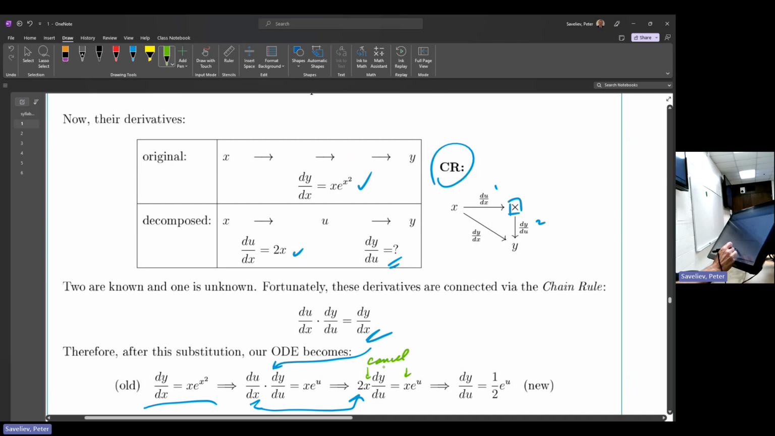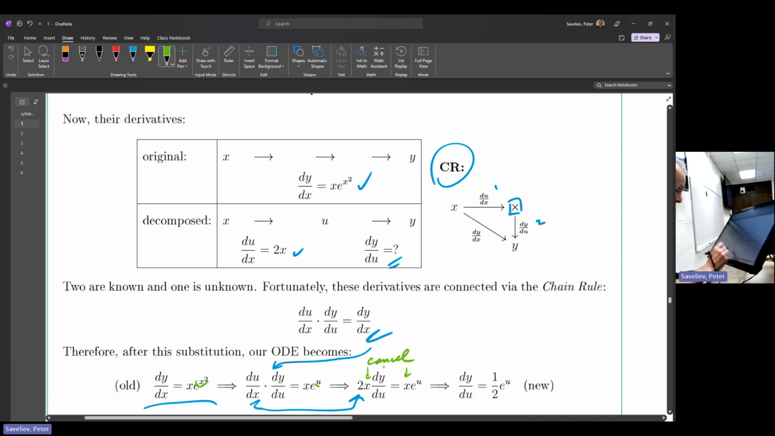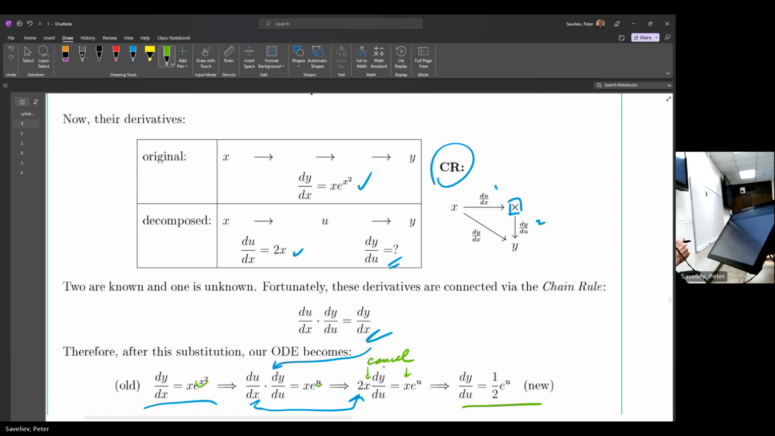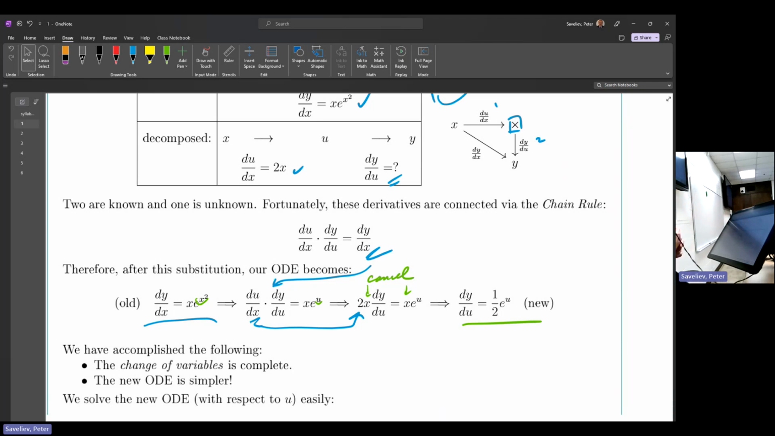The algebra is kind of the same as with the integral, just without all the integral signs for us to worry about. So 2x dy/du is equal to x e^u. And the substitution, as you can see, has happened right here. Then I cancel out x and bring 2 to the right hand side, and I have a new equation with respect to u only. And it is simpler. So once again, we make the observation: this is pretty much identical to the ones about the integral. The change of variable is complete, and the new problem is simpler than the original.